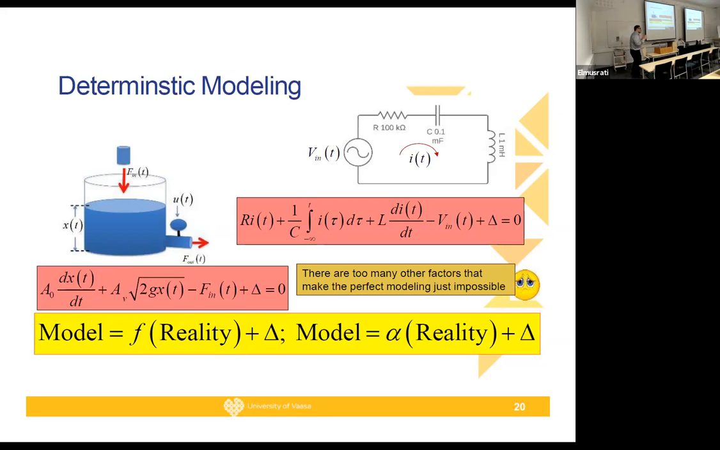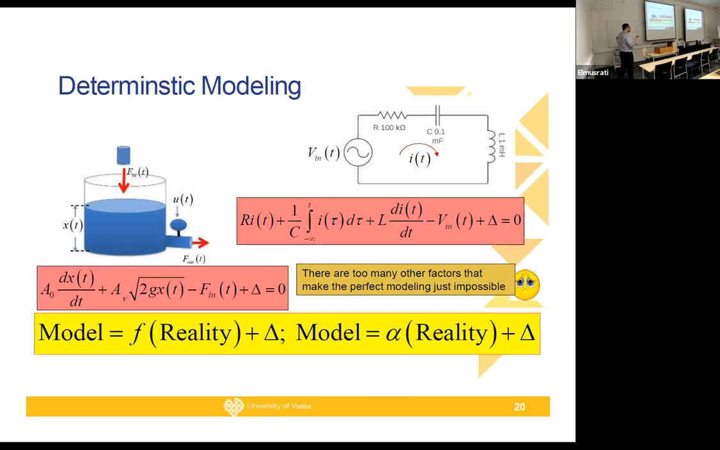So if we go to the reality, this equation is an approximation. It is not exact. It is an approximation, and it works fine. It can predict maybe 99.99% about the height of the liquid after some time, but it will never be 100%, okay? So this is the same for an electrical circuit. In general, the model gives you some function of the reality plus some modeling error. We can simplify this equation as the model equal to some bias alpha times reality plus some modeling error. So the model always represents the reality but not perfectly.